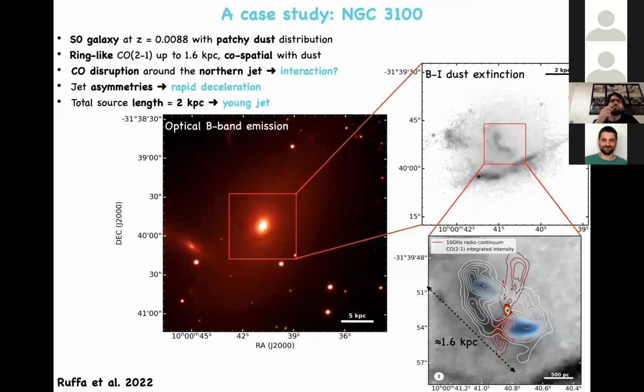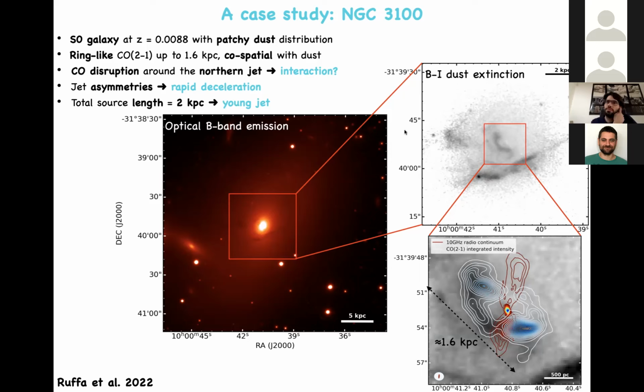Now, let me focus on one of the targets in our sample, which is 3100, which turned out to be a good case for studying a jet-ISM interaction on sub-kiloparsec scales. 3100 is a nearby lenticular galaxy that you can appreciate here in this optical B-band map, characterized also by a patchy dust distribution that you can see here on this dust extinction map on the top right panel.